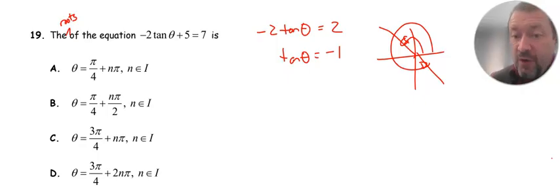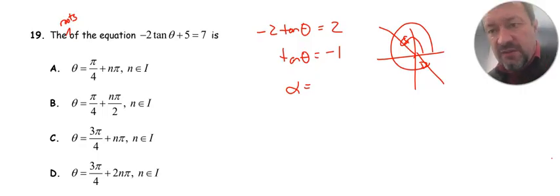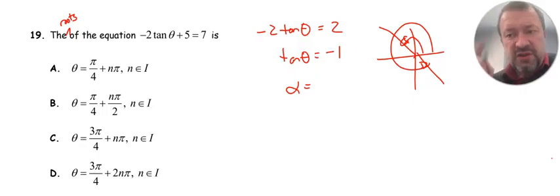Okay, now the reference angle, and I usually use alpha to represent the reference angle. There's lots of different variations. It doesn't really matter, just as long as you know what I'm talking about. The reference angle is going to be that little acute angle that exists between the terminal arm and the x-axis.